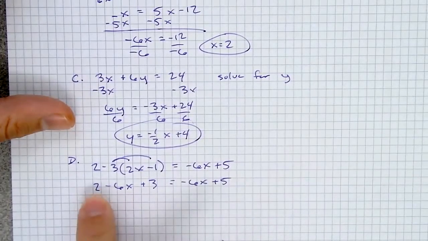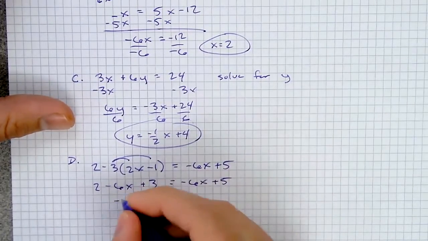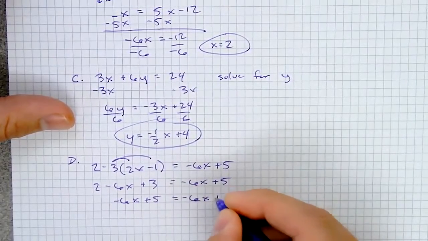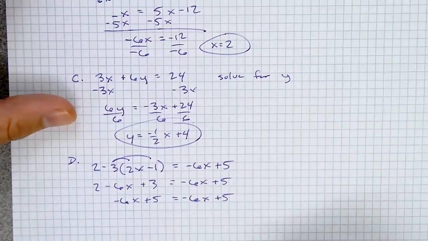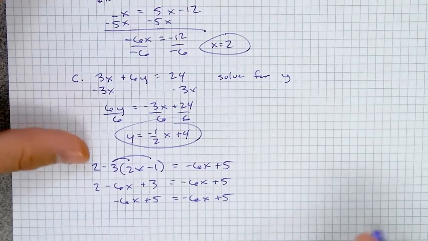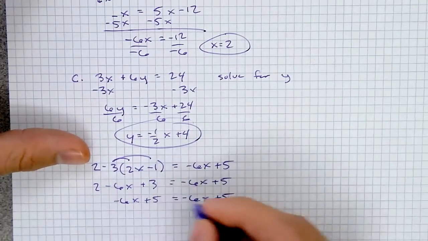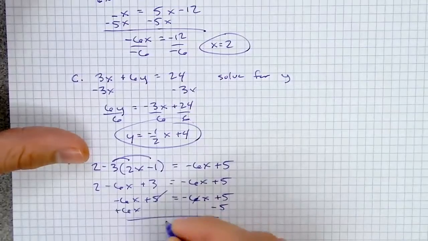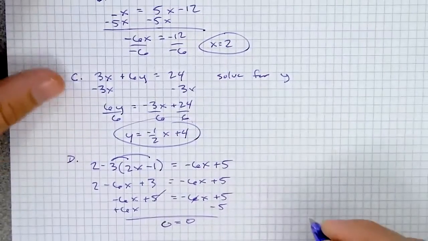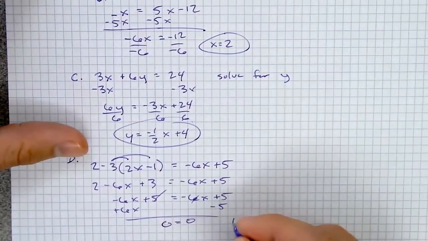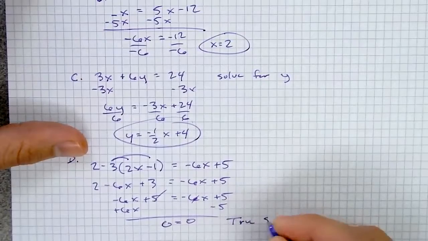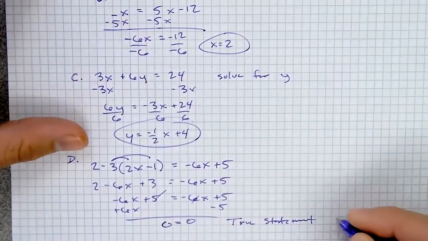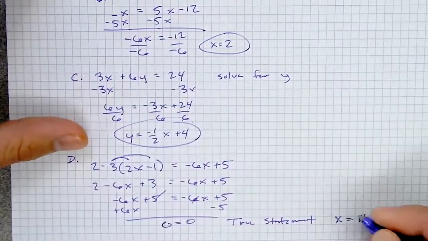Okay, combine like terms. I have a 2 and a 3 over here, so I get negative 6x plus 5 equals negative 6x plus 5. Okay, everything's going to cancel out. So add the 6x over here, subtract the 5 here, and I get 0 equals 0. Okay, since this is a true statement, x equals all real numbers.